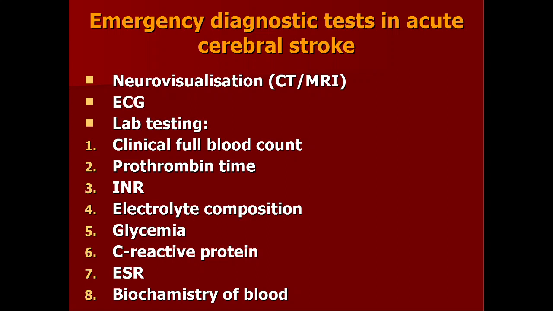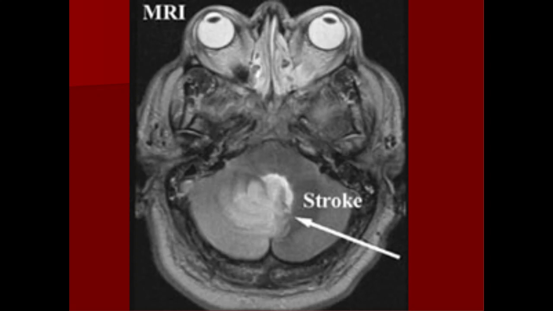Emergency diagnostic tests in acute cerebral stroke include neurovisualization, CT scan or MRI scan, though we remember that CT scan can be negative within the first day sometimes; ECG for finding risk factors such as risk for cardioembolism; lab testing, which will include full blood count, prothrombin time, electrolyte composition, glycemia of the patient, C-reactive protein, sedimentation rate, biochemical analysis. Here is an example of MRI of a patient with stroke in the cerebellum. You can see the low density.